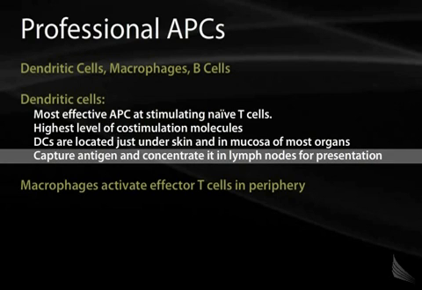These guys can capture antigen and concentrate it in lymph nodes for presentation. So they can sit in the lymph nodes, they can sit in the mucosa. They sift through, remember, pinocytosis. They sift through filtrate, grab the antigen, and then they can concentrate it and then present it to T cells within the lymph nodes.